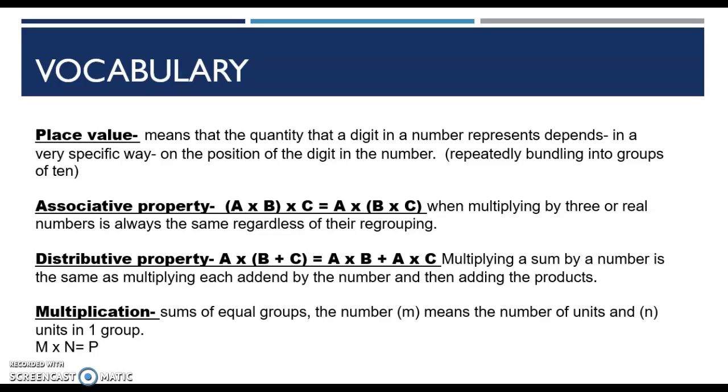Distributive property: A times (B plus C) equals A times B plus A times C. Multiplying a sum by a number is the same as multiplying each addend by the number and then adding the products. Multiplication: sums of equal groups. The number m means the number of units and n units in one group, m times n equals p.